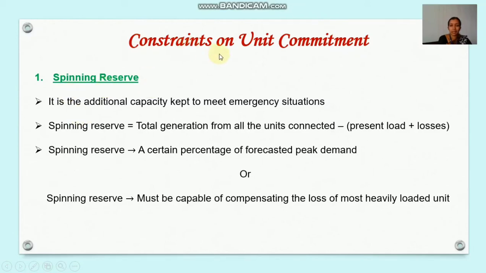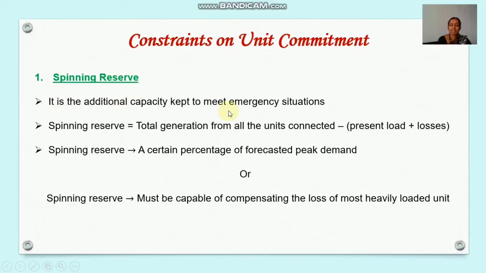So what is constraints? We have to commit our units. We have to decide which all units have to be turned on. We cannot simply turn units on or off as we like. So there are certain limitations, that are constraints. And the first one is the spinning reserve. A very, very important question. It can be asked in A part as well as B part.